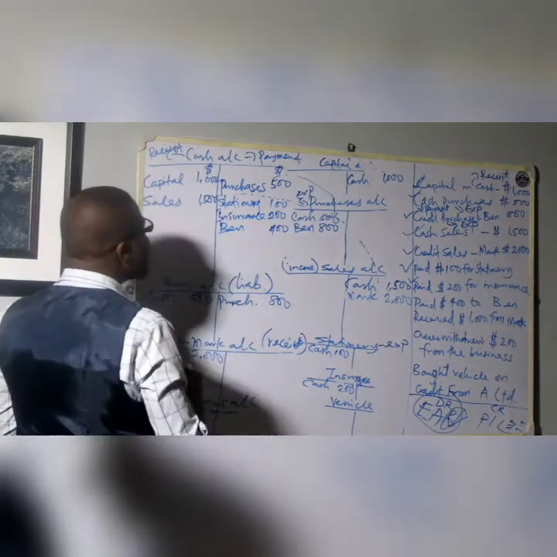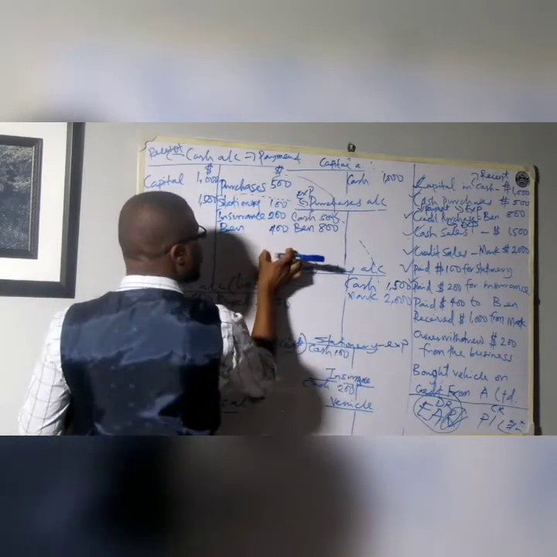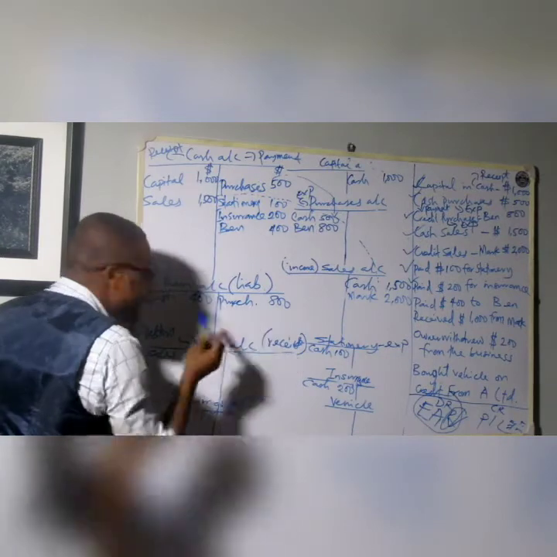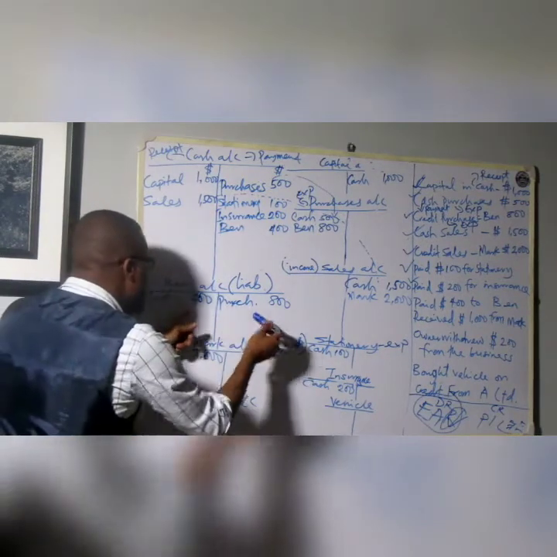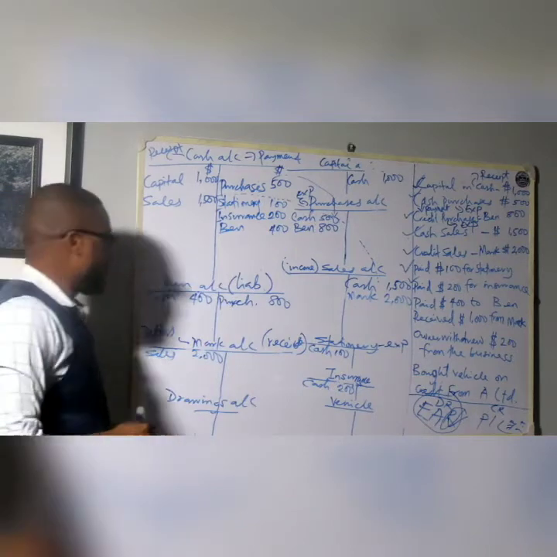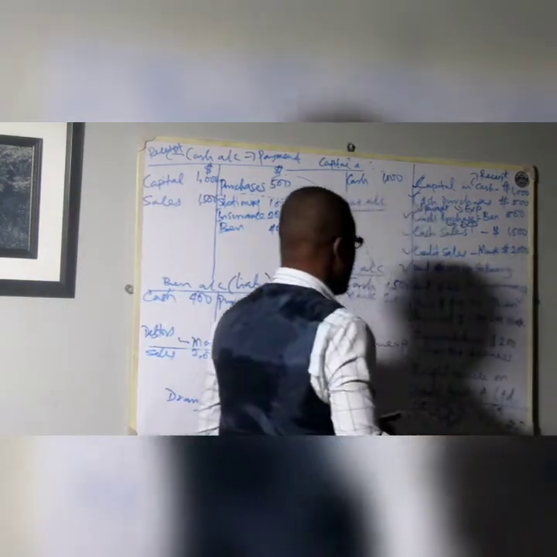So, if you get to put figures on the same side in accounting, it means you should add them together. And if you get to put figures on the opposite side, it means the two of them must be subtracted from each other to get a balance. That's what it means. So from there, I proceed to the next transaction.